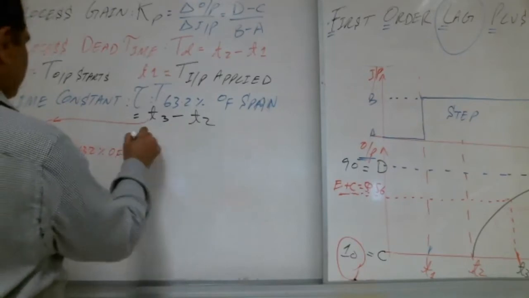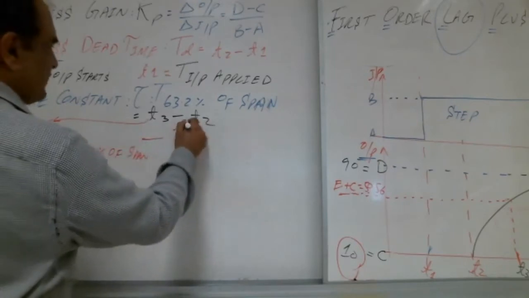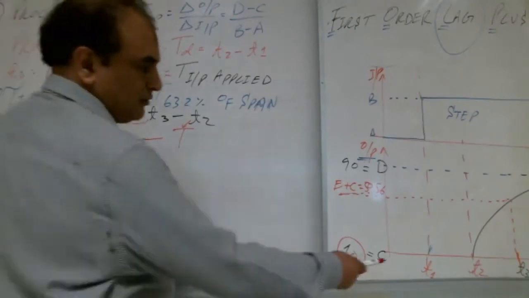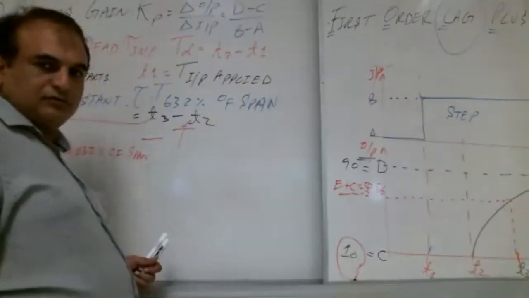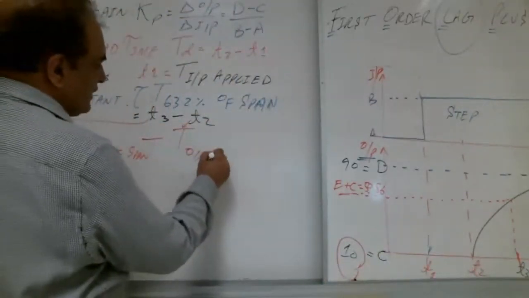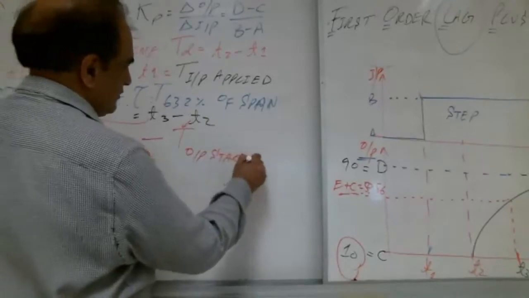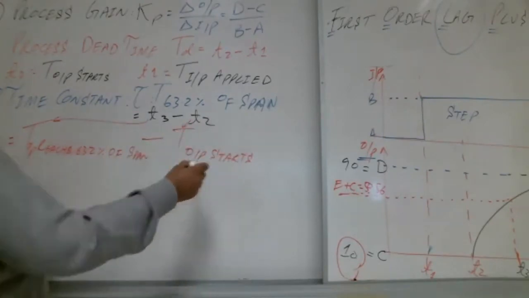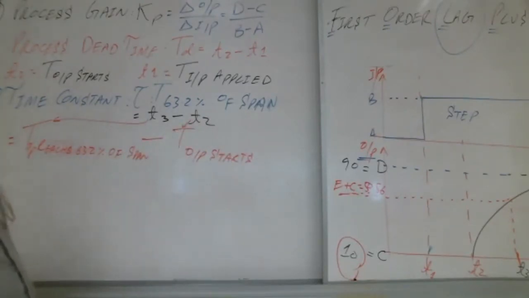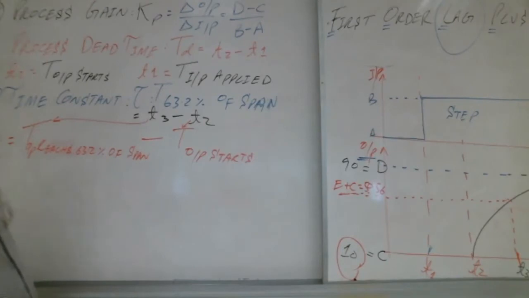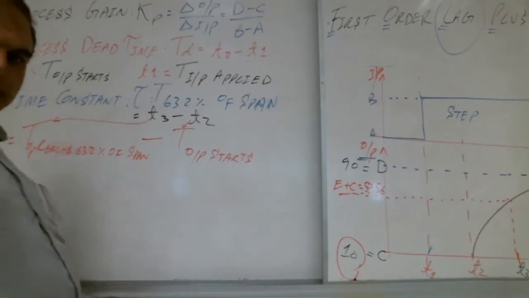And what is T2, Shabab? Which time is T2? The input applied? No, no, T2 is when the output starts. Output reaches 63.2% at T3. T2, which time? Output starts. Shabab, with me? That's good.